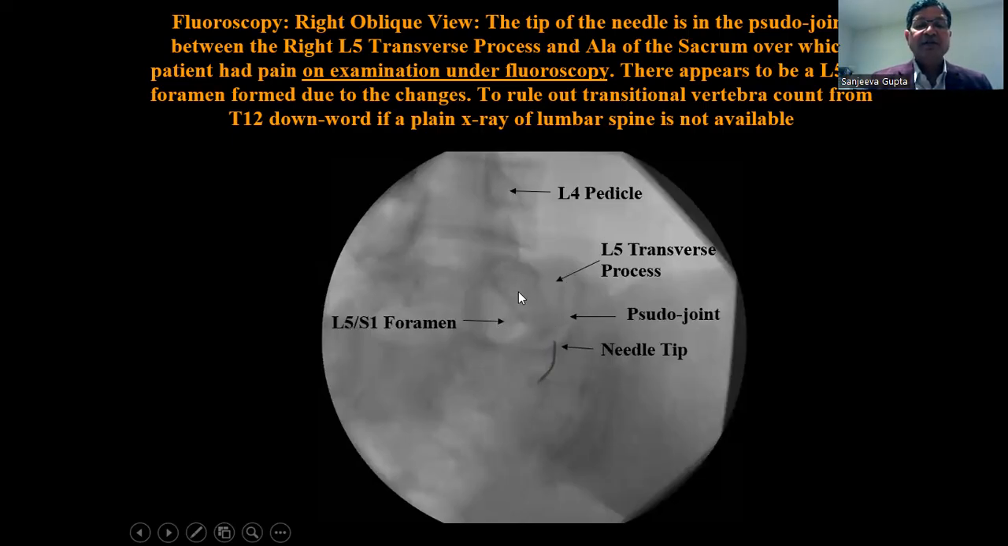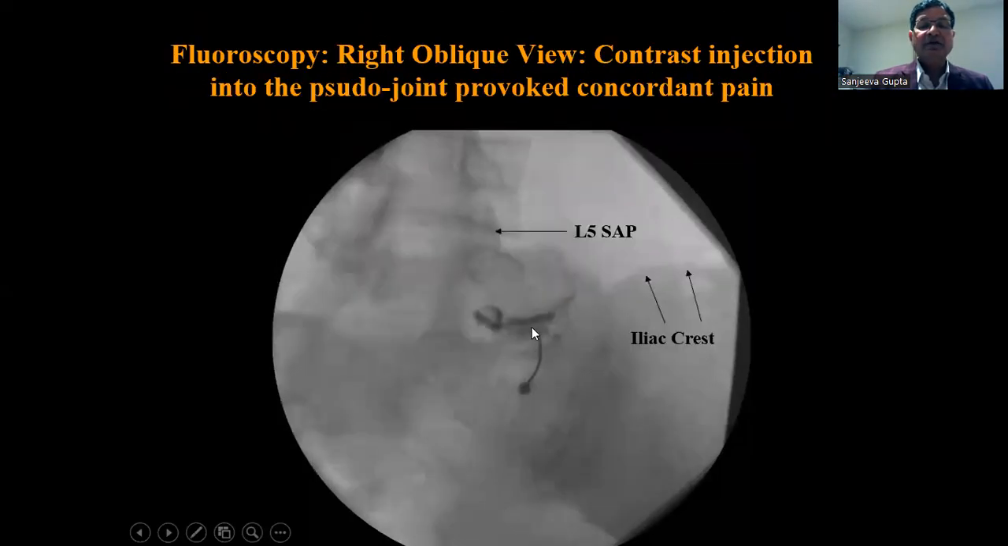Because of the changes, you can see L5-S1 foramina that's formed here, L5 pedicle, L5 transverse process, pseudo joint, and the needle tip is entering here. And on injecting the contrast, you can see the contrast is spreading along here. Maybe there is some spread into the foramina as well. Maybe there's some communication there, difficult to say. That is the L5 superior articular process, and the iliac crest is not coming in the way. It's just about there. So you can inject.